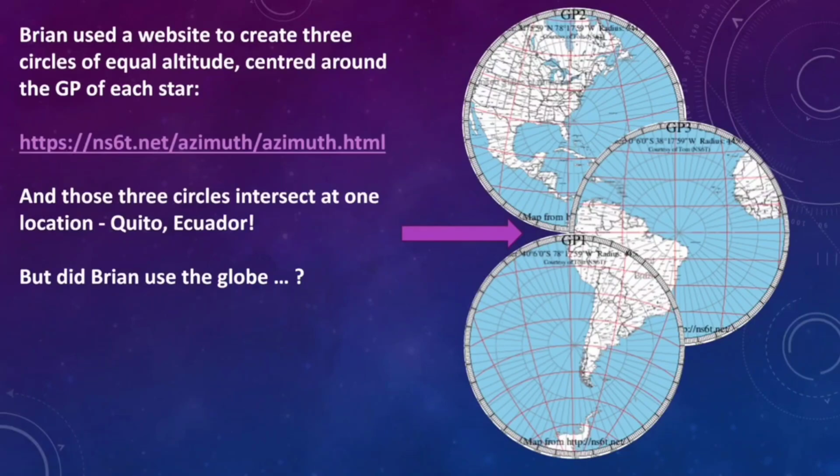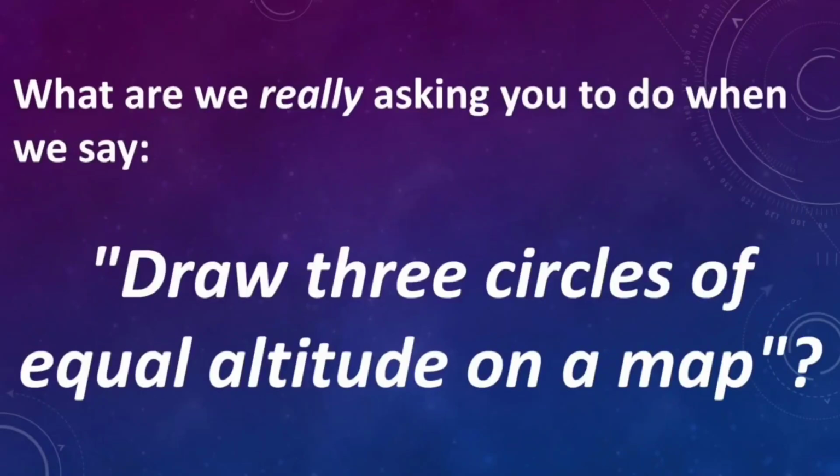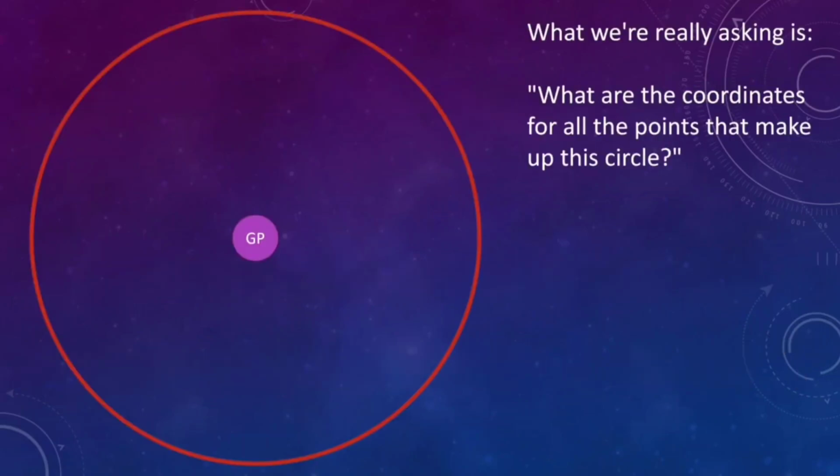But the big question is, did Brian use the globe? And to answer that, you actually need to understand what we're really asking you to do when we say draw three circles of equal altitude on a map. Because what we're really asking is, what are the coordinates for all the points that make up this circle?